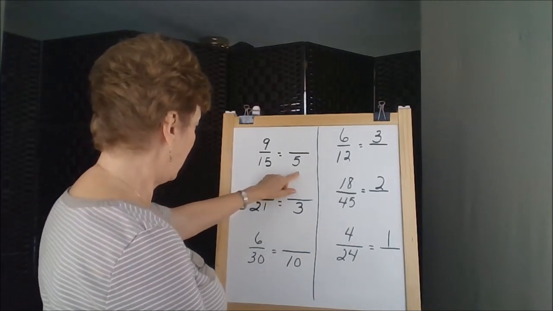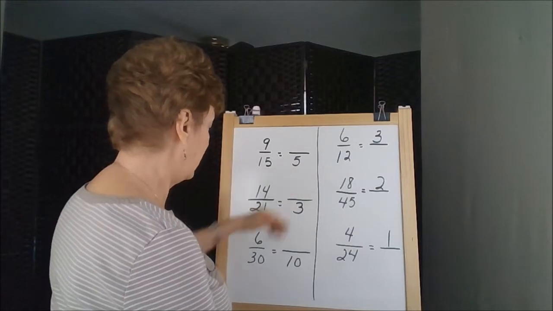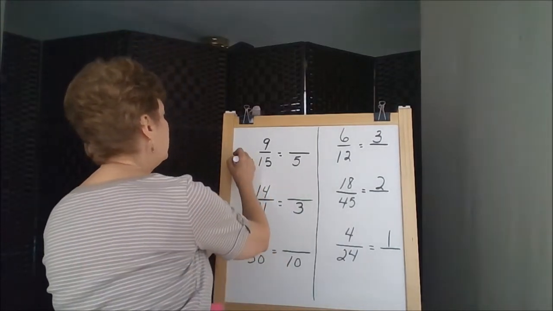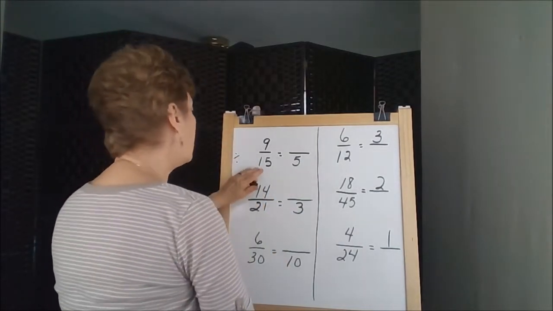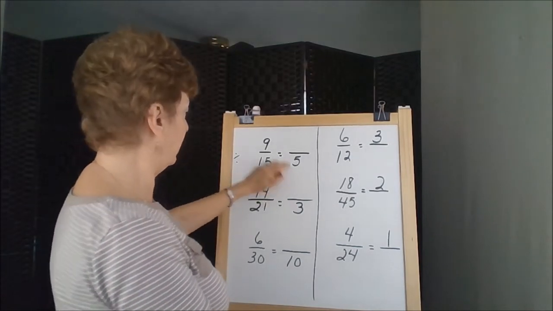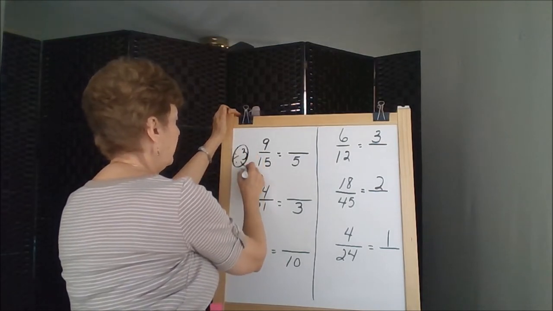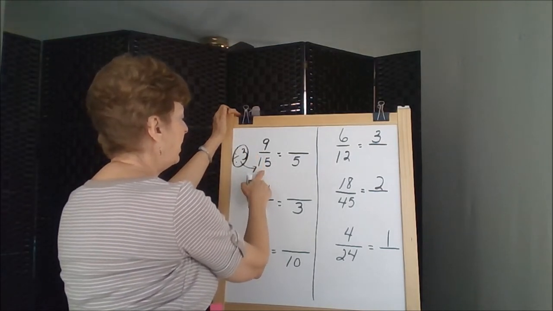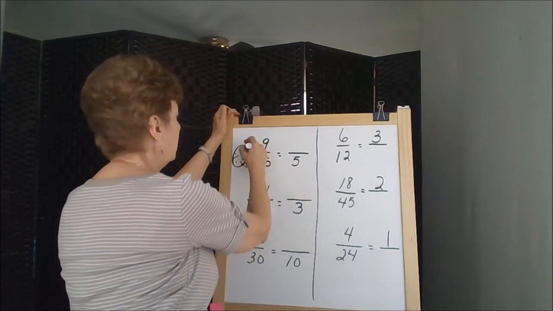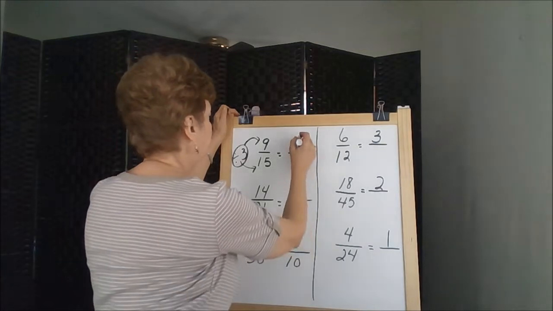Again, we're getting smaller. 15 to 5 is in a small direction, so we know we're going to be dividing. What would we divide 15 by in order to get a 5? 3. 15 divided by 3 is 5. 9 divided by 3 is 3.